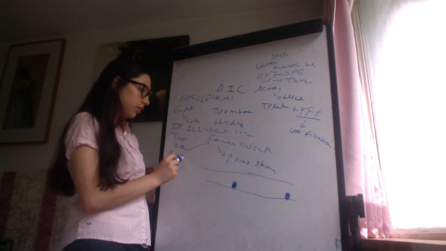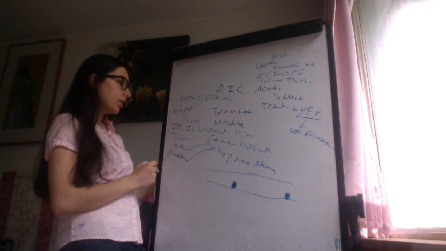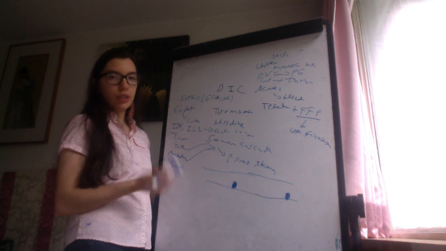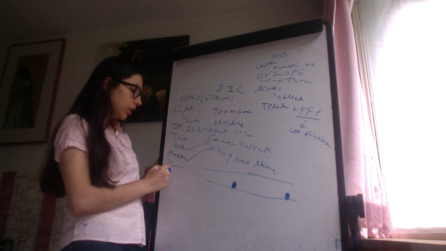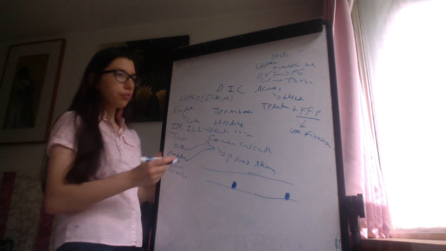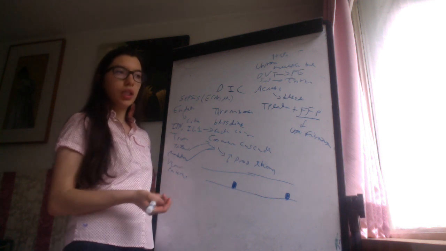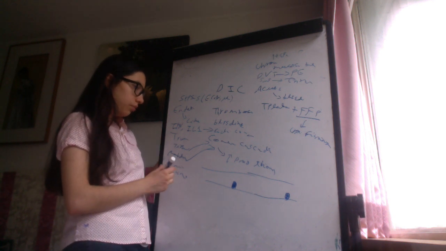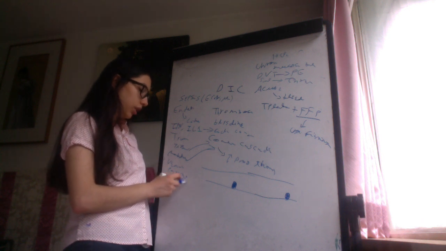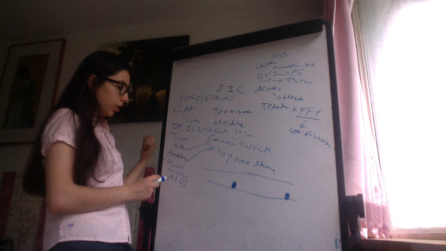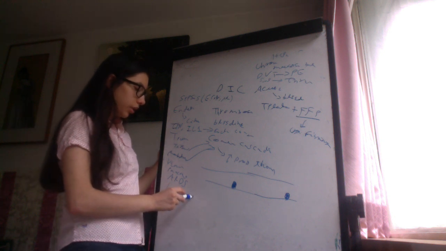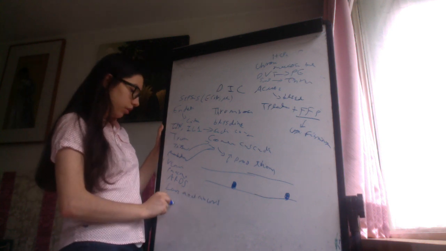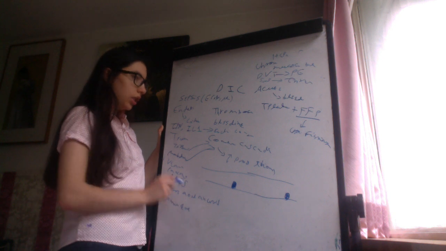Rhabdomyolysis increases or activates the coagulation cascade. The venom of some snakes. Pancreatitis, the release of the enzymes in pancreatitis activates coagulation factors. The acute respiratory distress syndrome, a large aortic aneurysm, amniotic fluid embolism. This could be a complication.